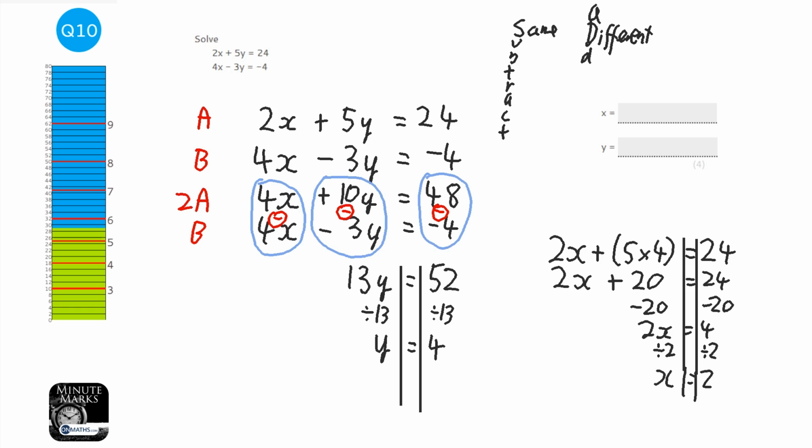Now if you've got time in the exam you can check that that's right by using the second equation. So 4 times 2 is 8, 3 times 4 is 12, and 8 take away 12 is minus 4, so we know it's correct. So x is 2 and y is 4.